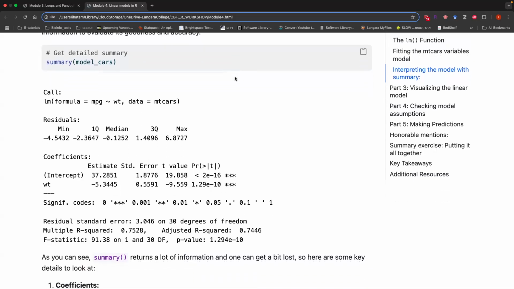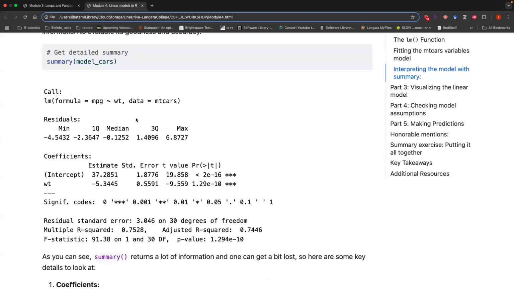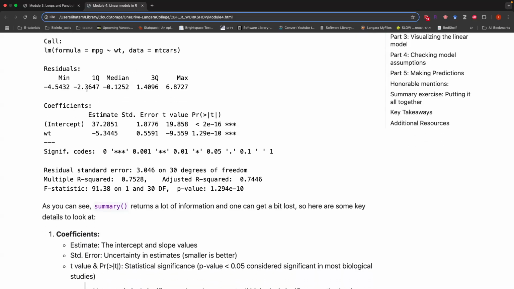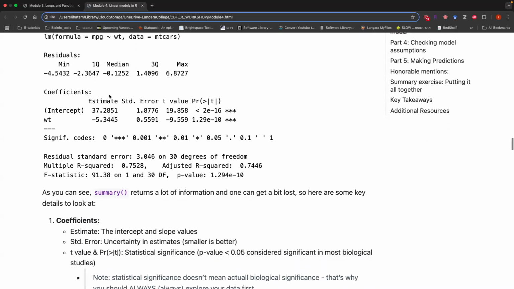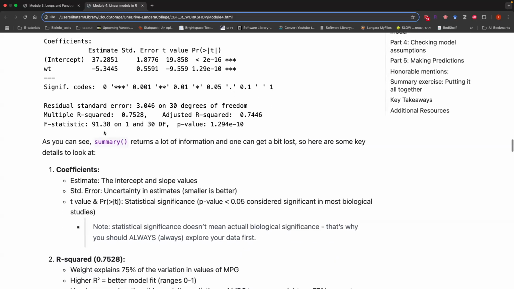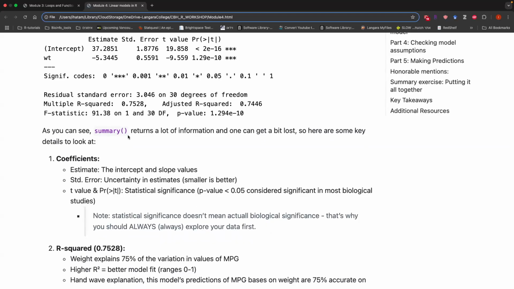So let's see what we're getting here. We're running summary. The first thing it tells us, which is really cool, is the function you called. So if we're thinking reproducibility, there we go. It captures what function you called. That's really great. Then we get our residuals. Then we get our coefficients and our significance level, and so on and so forth. So as you can see, summary returns a lot of information.